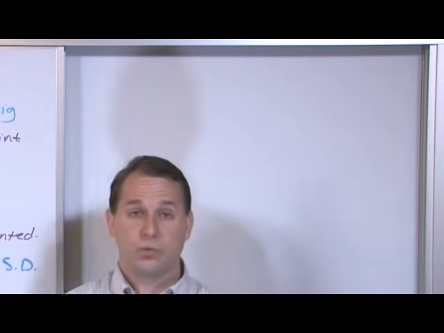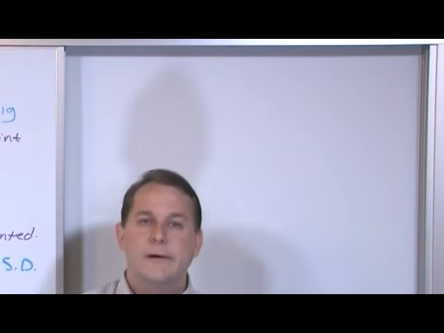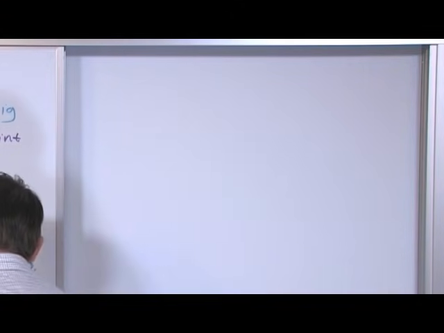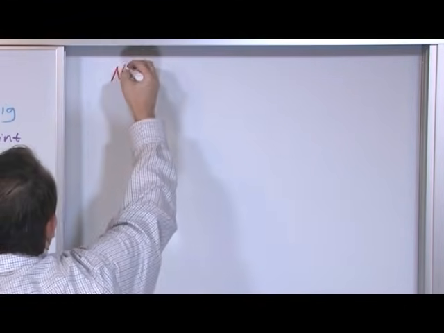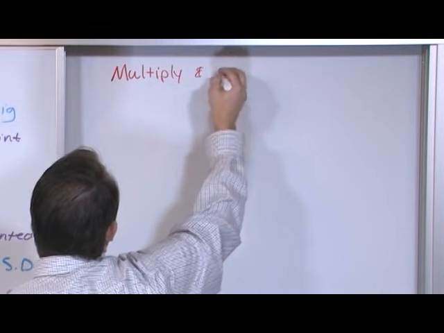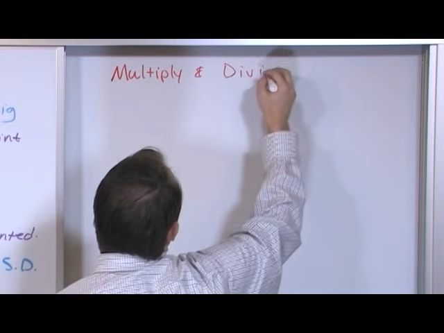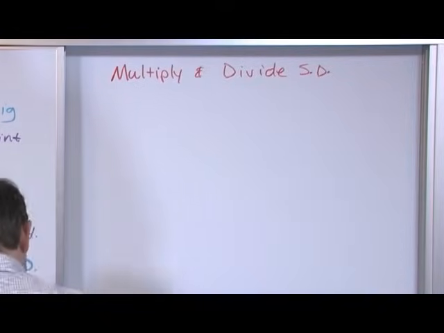Now we're going to learn some rules to do calculations. They're not going to be very hard, but we're going to learn them right now, and then we're going to do a lot of examples. So let's figure this out now. If you are multiplying and dividing numbers with significant digits, what do you do?